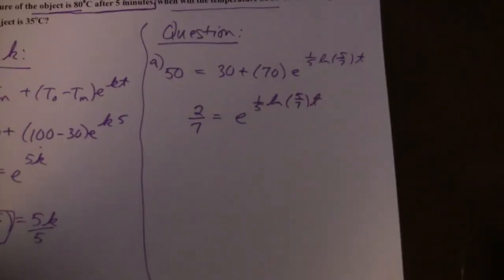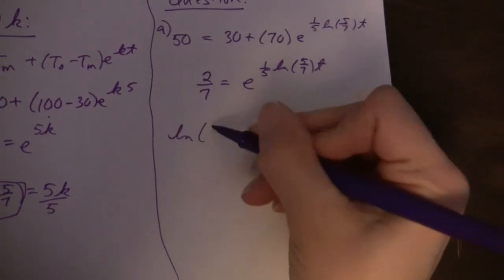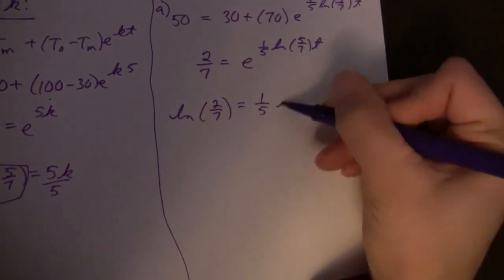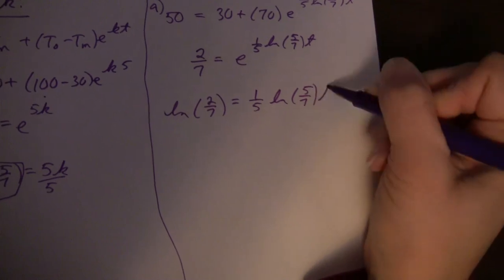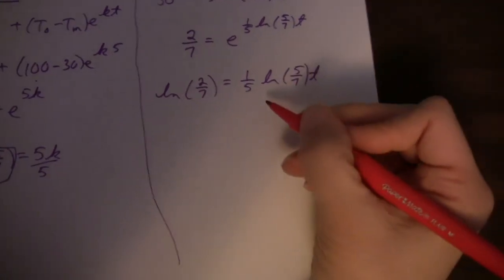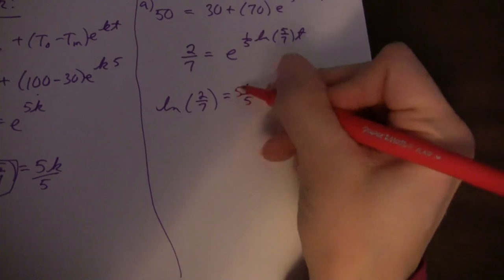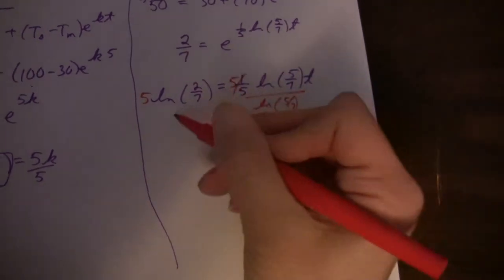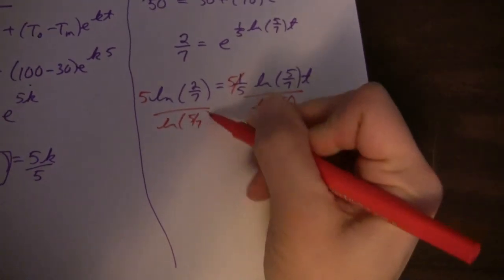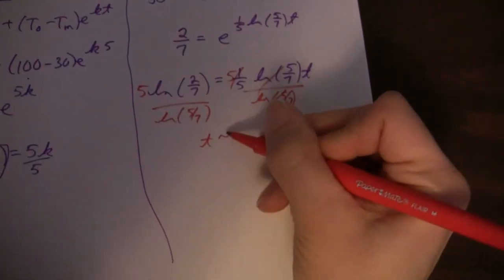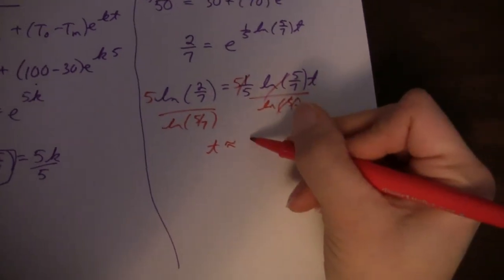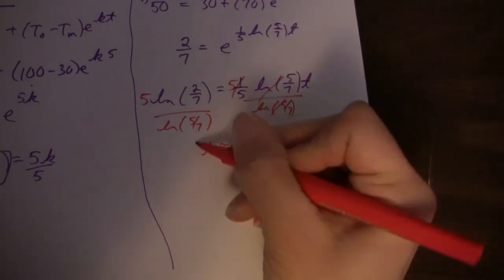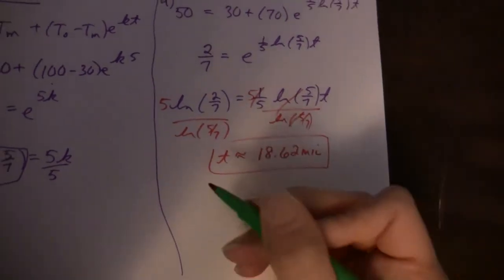And now it's time to do some logs. Natural log of 2/7 equals 1/5 natural log of 5/7 times t. How are we going to get that 1/5 out of there? Times both sides by 5. Then we'll divide by this natural log right here, natural log of 5/7, and time is going to be 18.62 minutes.